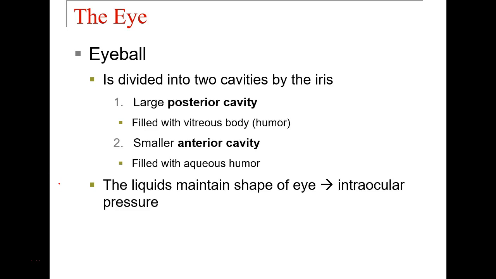From here, we will see the rest of the eyeball. So the two cavities we spoke of earlier, the larger will be the posterior cavity containing the vitreous body. The smaller will be the anterior cavity containing aqueous humor. These liquids help maintain shape of the eye, creating intraocular pressure.